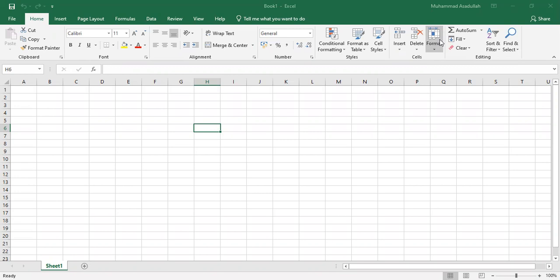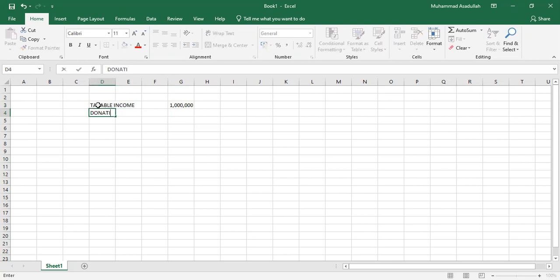Okay, let's suppose the taxable income of an individual is, let's suppose, rupees 1 million. And the donation is, let's suppose, rupees 1 lakh. Now, before calculating or understanding the treatment of donation under the Income Tax Ordinance, we have to learn about a few things.